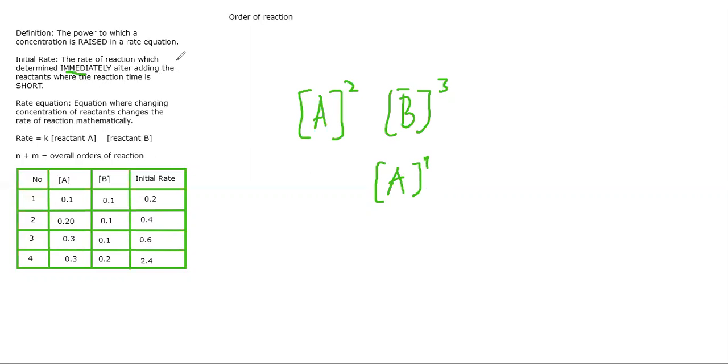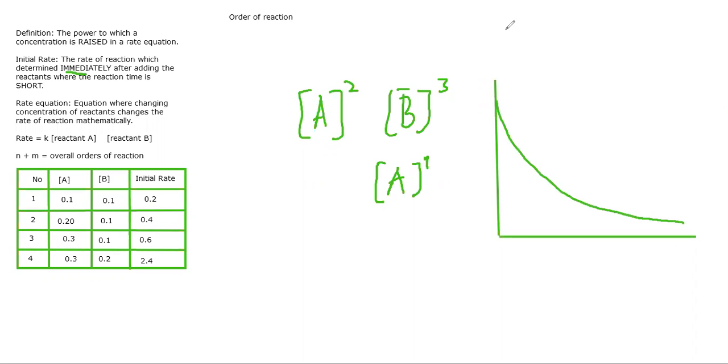So initial rate. Initial rate is actually the rate of reaction determined immediately after adding the reactants, where the reaction time is very short. So it is very short. For example, you have a graph like this, and then you have the rate of reaction. Here you have a curve like that.